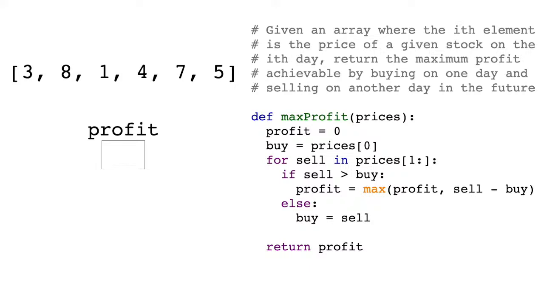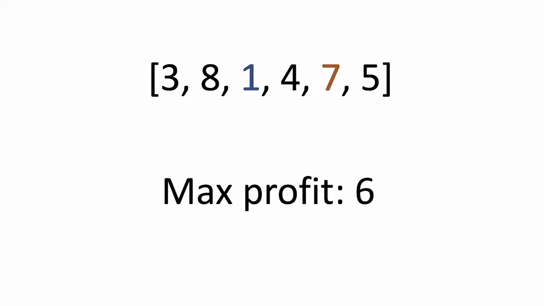For example, let's say this is the array of prices. So on the first day, the price was 3, on the second day it was 8, and so forth. In this example, the highest profit would be 6, which can be made by buying the stock at 1 and selling it at 7. Note that buying at 1 and selling at 8 is not possible here, because 8 comes before 1.